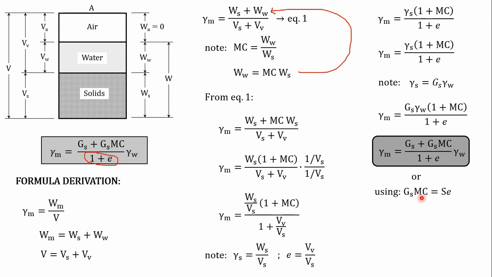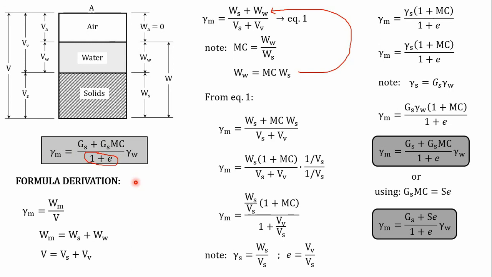So, using this formula, we can substitute this to this formula. So we come up to the formula of moist unit weight is equal to Gs plus Se over 1 plus E times unit weight of water. That's another formula for moist unit weight. That's how we derive the moist unit weight formula.